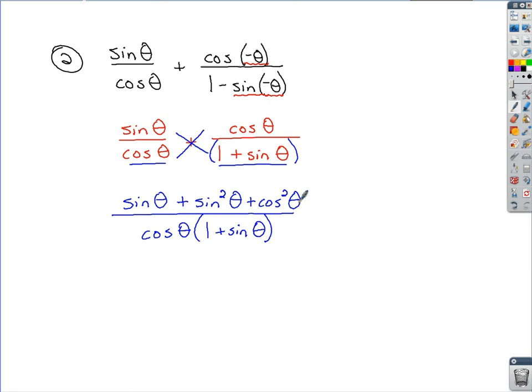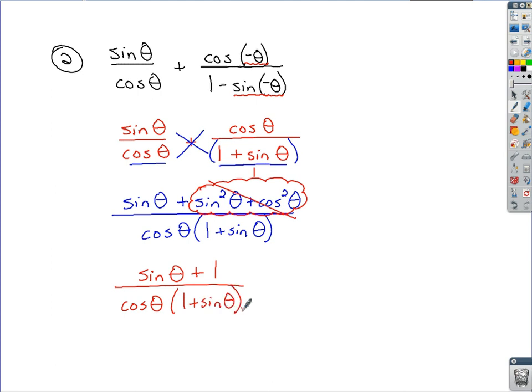Okay. Like I said on the last one, you start looking for combinations that have sine squareds, cosine squareds, or 1s. You're probably going to be able to use that identity that states sine squared of theta plus cosine squared of theta equals 1, right? So notice we've got that combination right here. That is all equal to 1. And if that is all equal to 1, that gives me the sine of theta plus 1 over this denominator business. There's no more identities to use here.